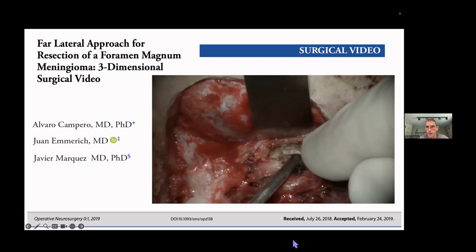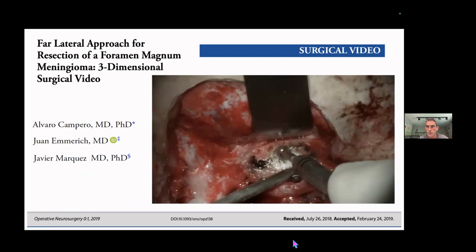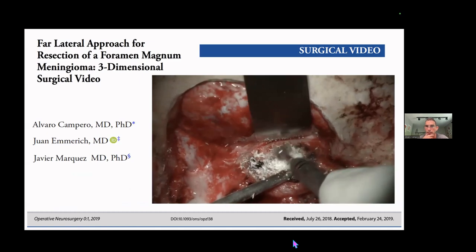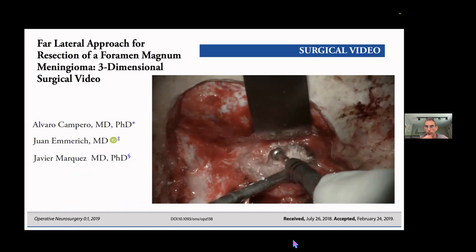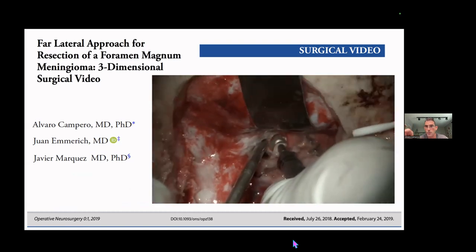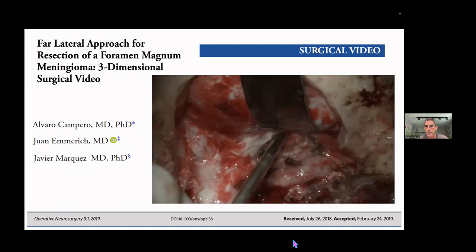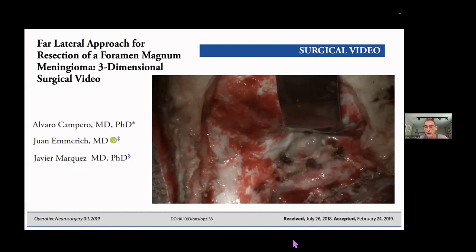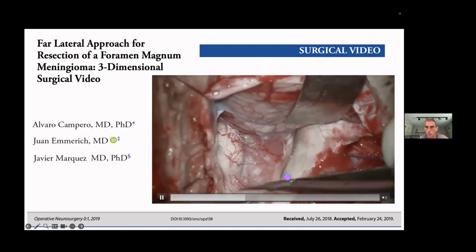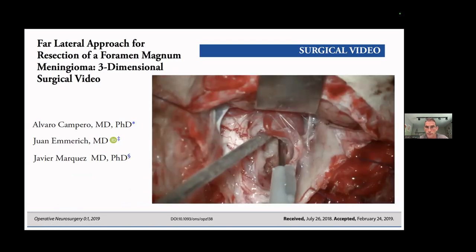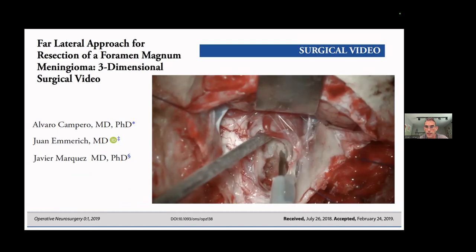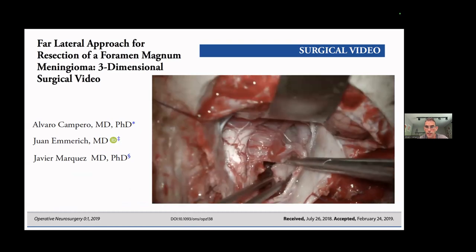Also, this video you can see in 3D. It was published in 2019. Now, in this part of the surgery, right side, semi-sitting position, we are drilling the condyle in order to put this mountain of bone flat. Now we are exposing the tumor. We are using the ultrasonic aspiration.